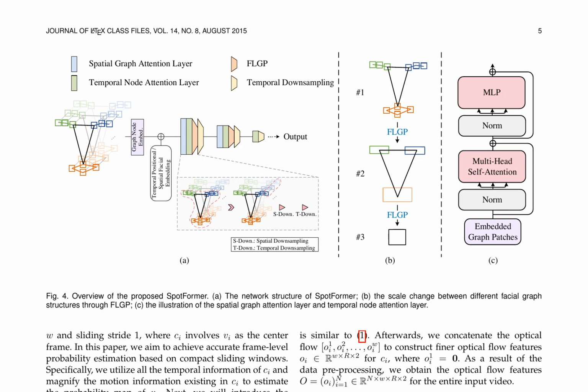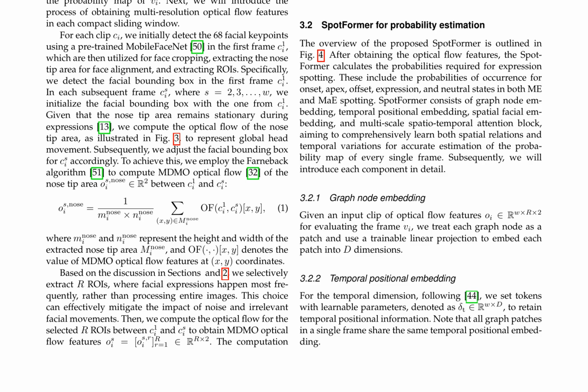The graph node embedding step treats each graph node as a patch and uses a trainable linear projection to embed each patch into d dimensions. The temporal positional embedding step uses learnable parameters to retain temporal positional information. The spatial facial embedding step introduces learnable facial part tokens to the graph nodes, enabling the model to understand the overall spatial facial structure without requiring complex edge connections.